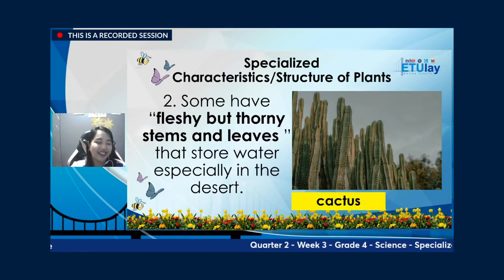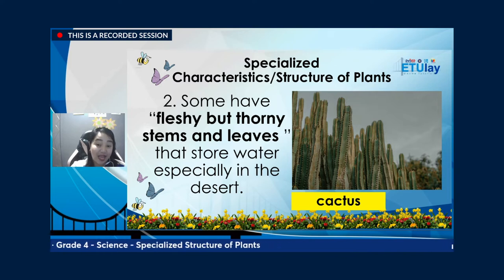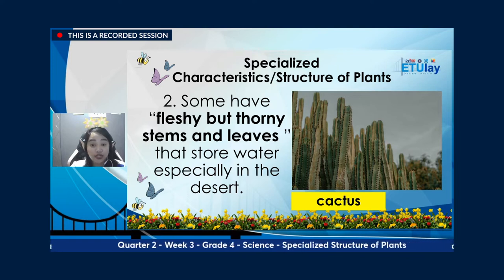Next is we have... Ayan, kilalang-kilala ng lahat yan. Because some have fleshy but thorny stems and leaves that store water, especially in the desert. And some plants have also developed structures to store water, especially in the desert, like cactus, which is the best example of this. It has fleshy stems to conserve water for a long time.